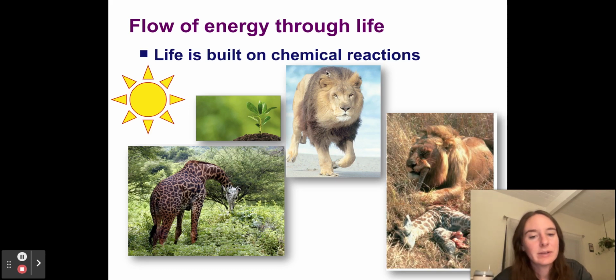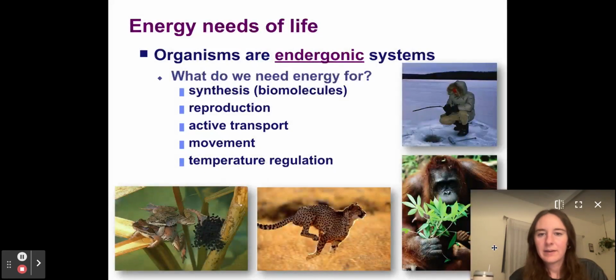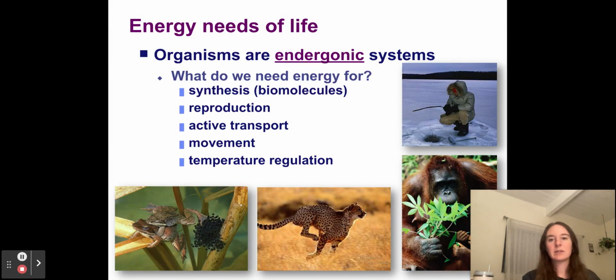So then the lion will now be able to break down that glucose and make energy, and basically supply the cell with energy. All right, so energy is needed for life. Now, living organisms are endergonic systems. We'll come back to this word in a second, but endergonic basically means energy is needed. So you need energy in order for things to function. An endergonic system requires energy to function, right?